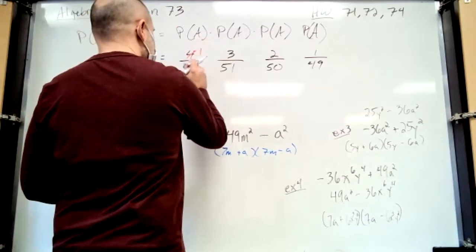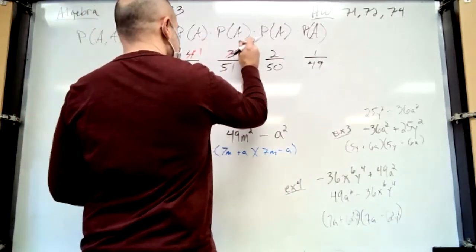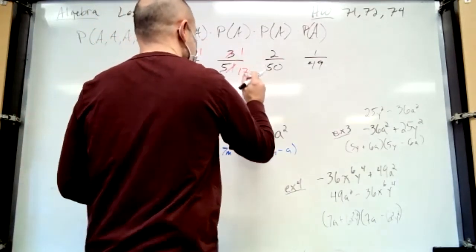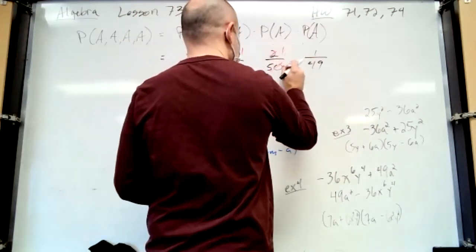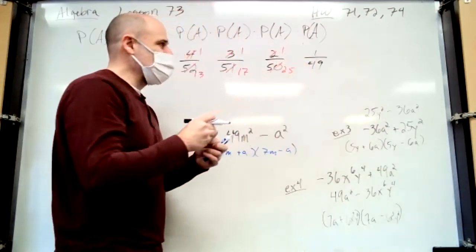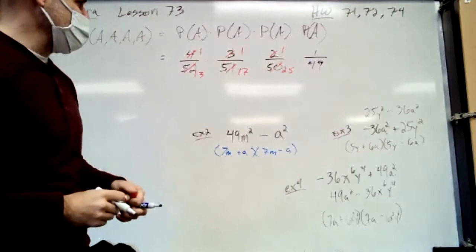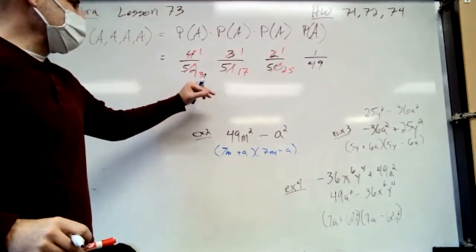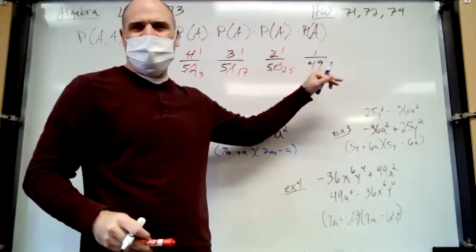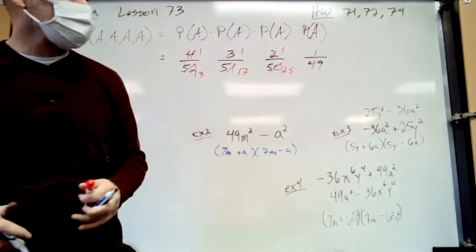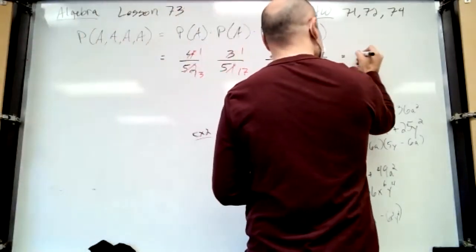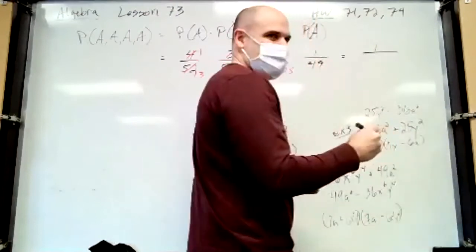This is just 1/13. This is just 1/17. This is just 1/25. And that's 1/49. Elkin, on your calculator, multiply 13 times 17 times 25 times 49. And what do you get? A big number. What is it?